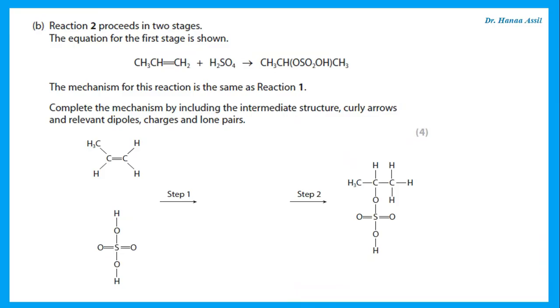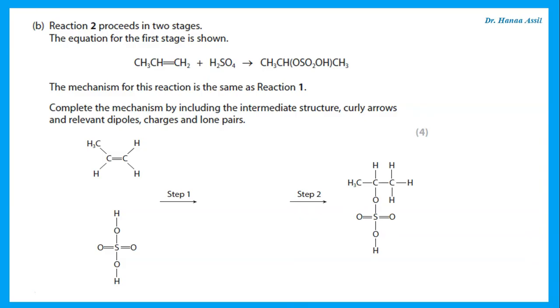Reaction 2 proceeds in 2 stages. So remember, reaction 2 was adding water to the double bond, but this is usually in presence of an acid like sulfuric acid, which acts as a catalyst. So what happens is the double bond reacts with the acid first, and then this can go on to react with the water. So complete the mechanism by including the intermediate structure, curly arrows, relevant dipoles, charges, and lone pairs.